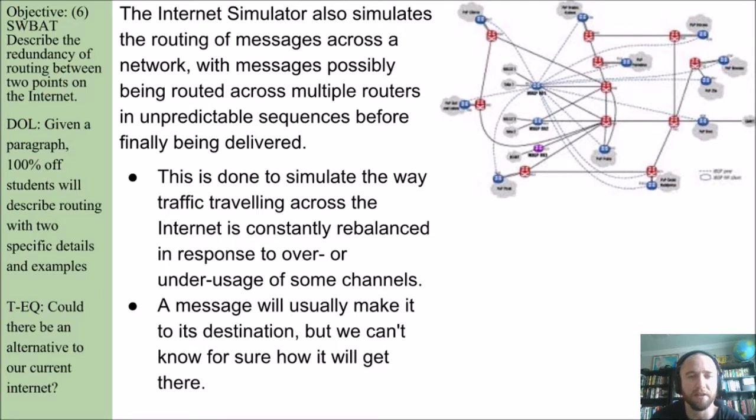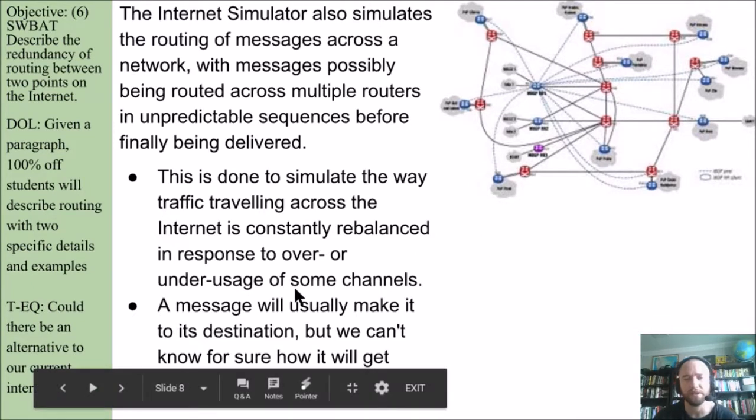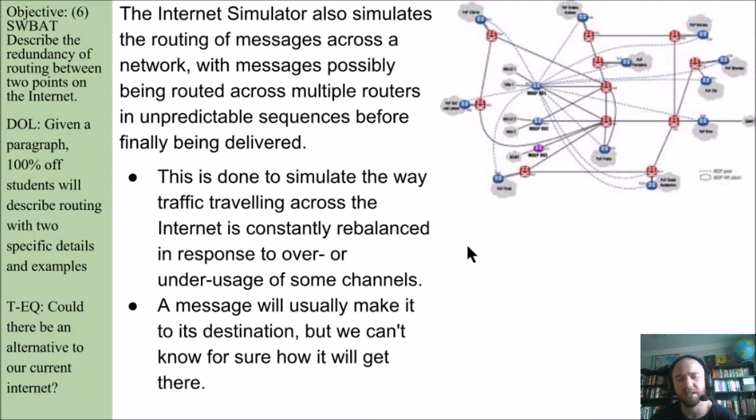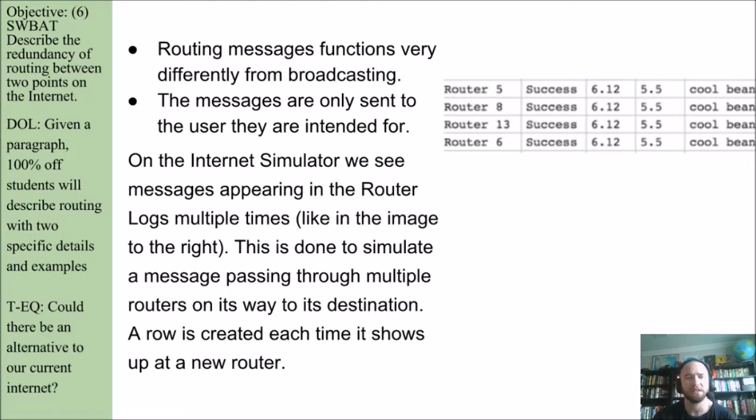This is done to simulate the way traffic traveling across the internet is constantly rebalanced in response to over or under usage of some channels. A message will usually make it to its destination, but we can't know for sure how it will get there. Routing messages functions very differently from broadcasting. The messages are only sent to the user they are intended for.